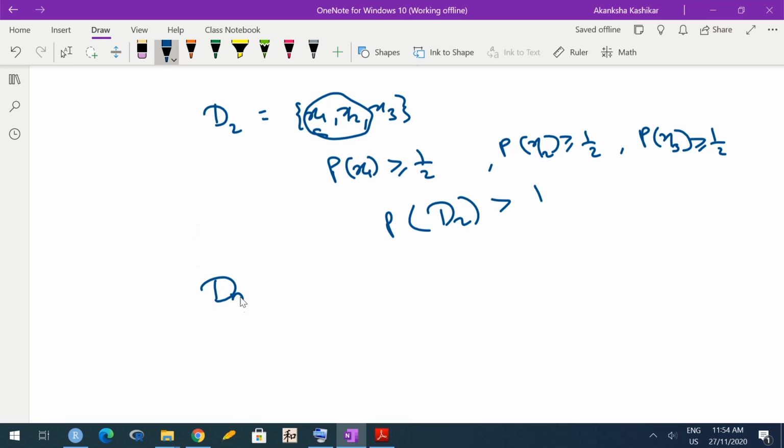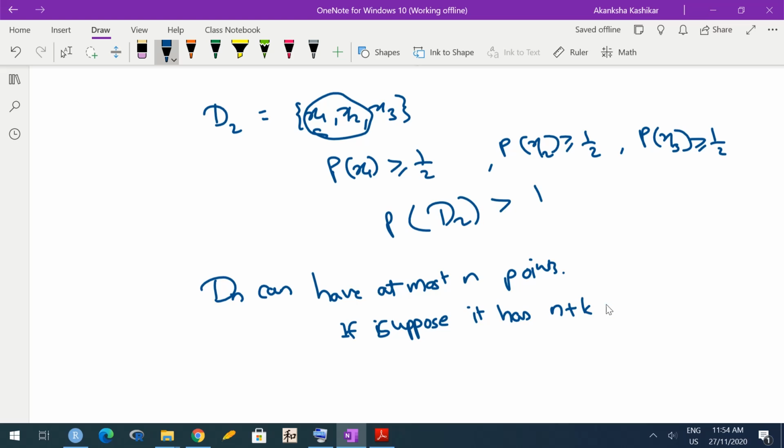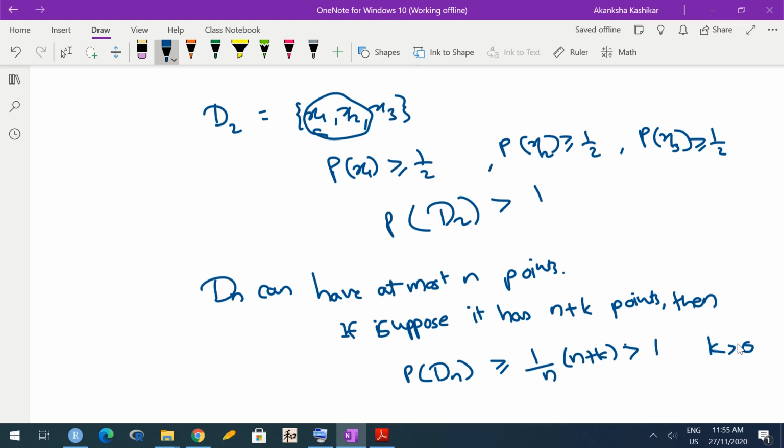Okay. Dn can have at most n points, because suppose it has n plus k points. Then the probability of Dn would become greater than or equal to, each probability is greater than or equal to 1 by n. So 1 by n times n plus k, which is strictly greater than 1. Okay, n plus k by n is strictly greater than 1 as long as k is greater than 0. Okay, so Dn can have at most n points.